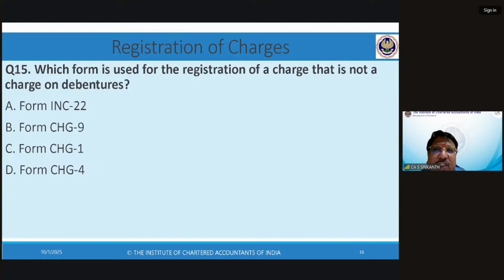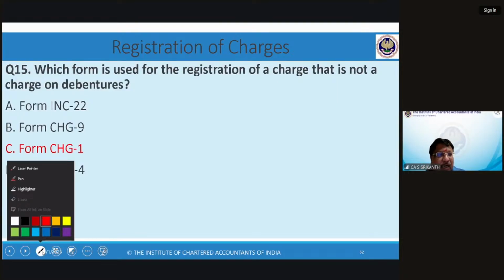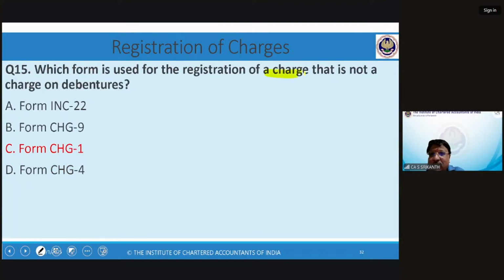Which form is used for the registration? See, like this in MCQ, they may ask you. That is why I am giving you form numbers. You are getting angry with me if I give form numbers, but what to do? Okay. Form INC 22, immediately eliminate because this is not in this chapter itself. You saw charge, right? The minute you see charge, immediately you remember it should be CHG. So only the CHG ones.